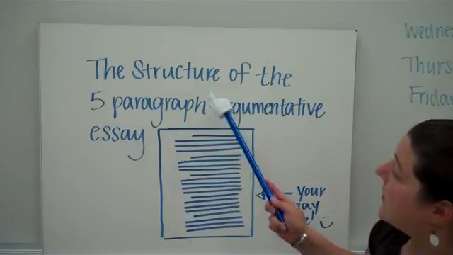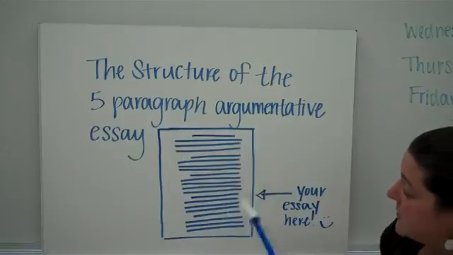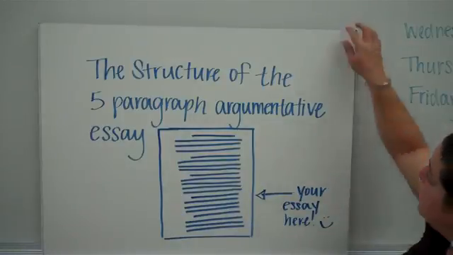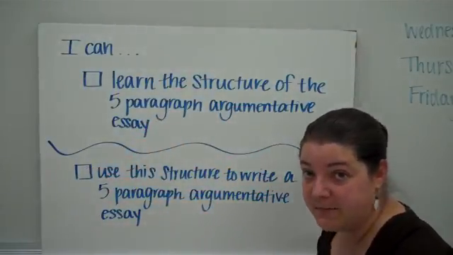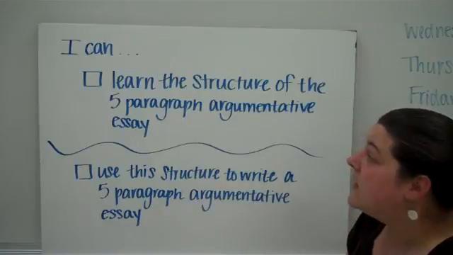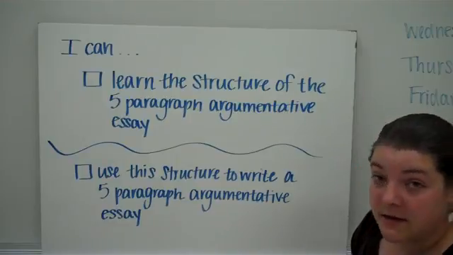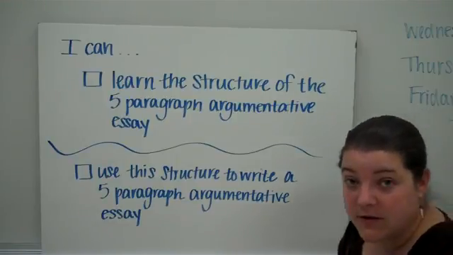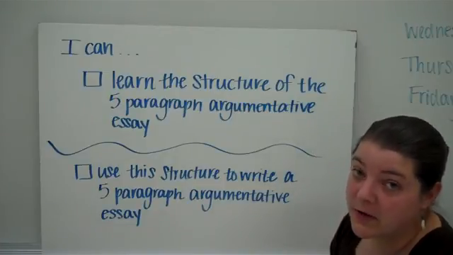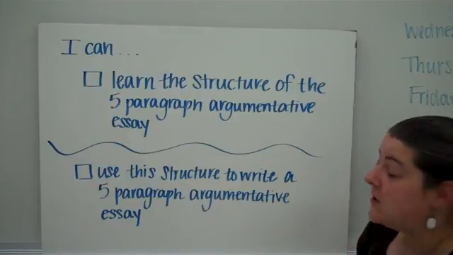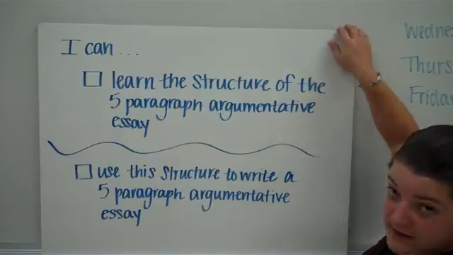Today we will be working on the structure of the 5-paragraph argumentative essay. And this is what your essay will end up looking like. So let's talk about our I cans for today. The very first I can we have is you can learn the structure of the 5-paragraph essay in an argumentative style. Now, of course, under this squiggly line, we're talking about what we'll be able to do in class after we've learned this. So in class, we'll be able to use this structure to write a 5-paragraph argumentative essay. Yay, exciting.